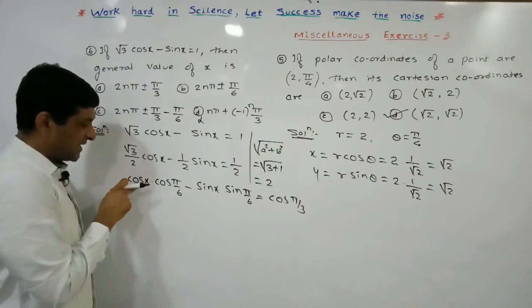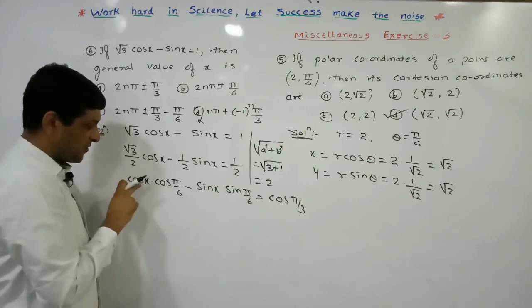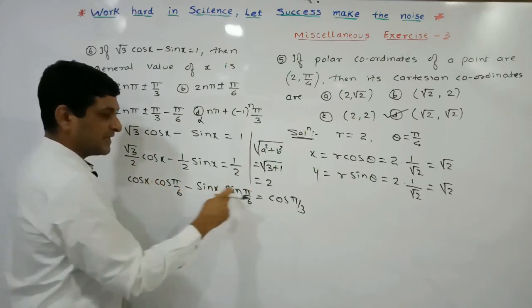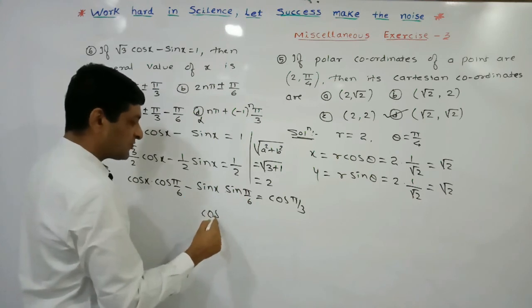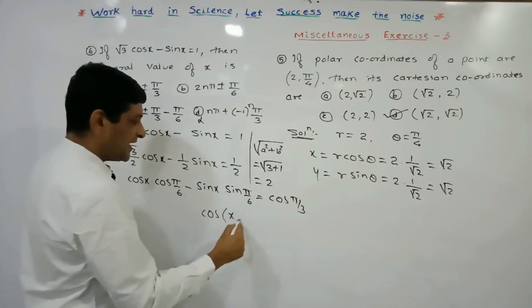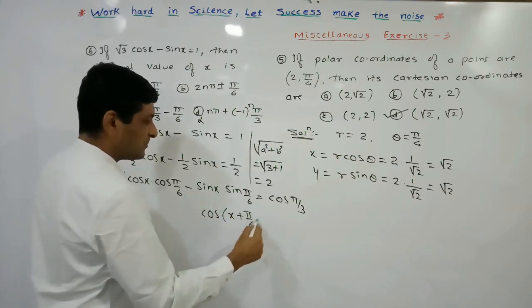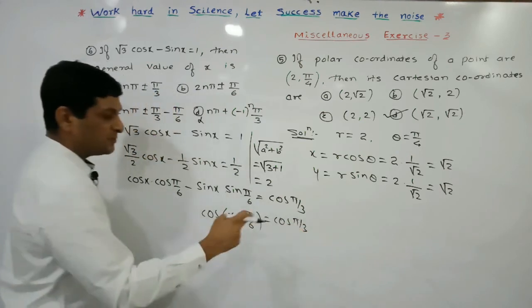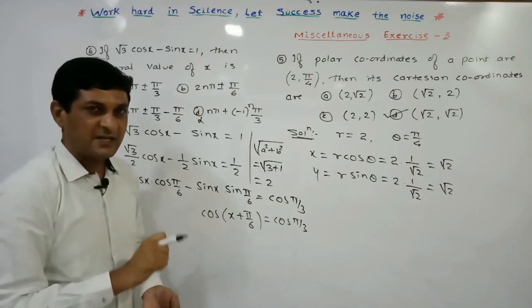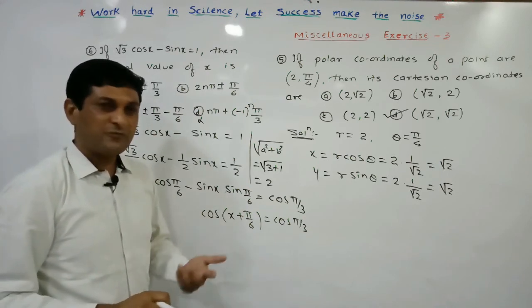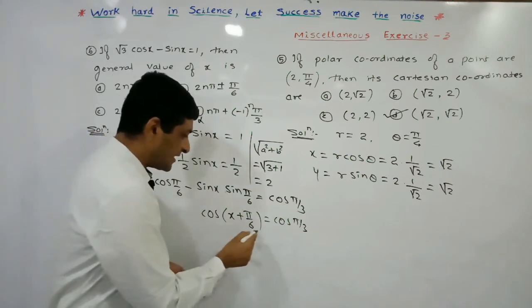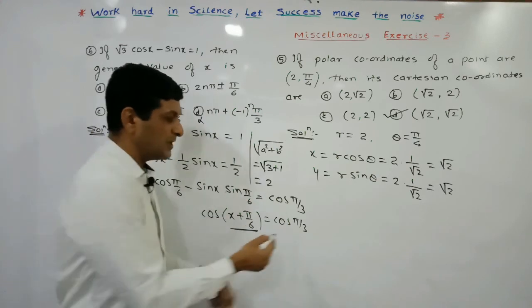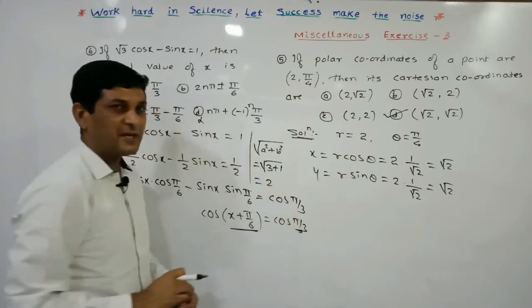Now we can observe that this expression is in the form of cos A into cos B minus sin A into sin B, which is nothing but the formula of cos A plus B. B is pi by 6 here, equal to cos pi by 3. Keep it as it is. Now this equation is in the standard form, cos theta, this is theta, is equal to cos alpha, where alpha here is pi by 3.